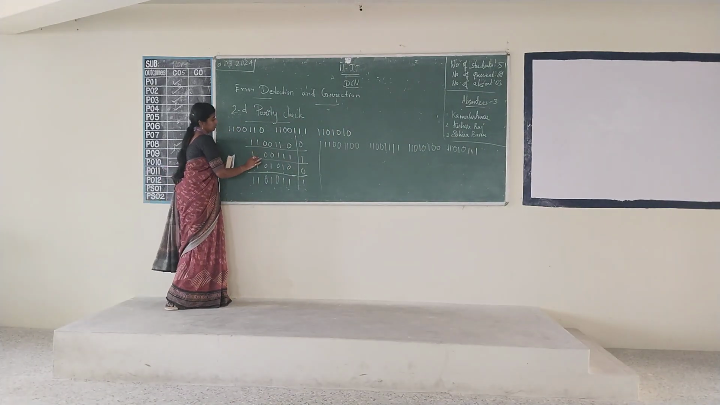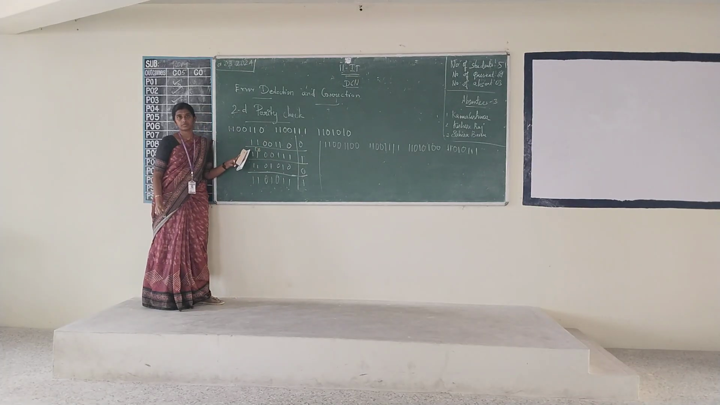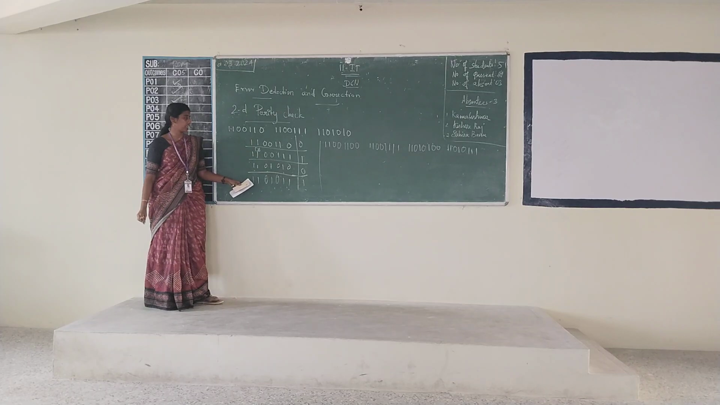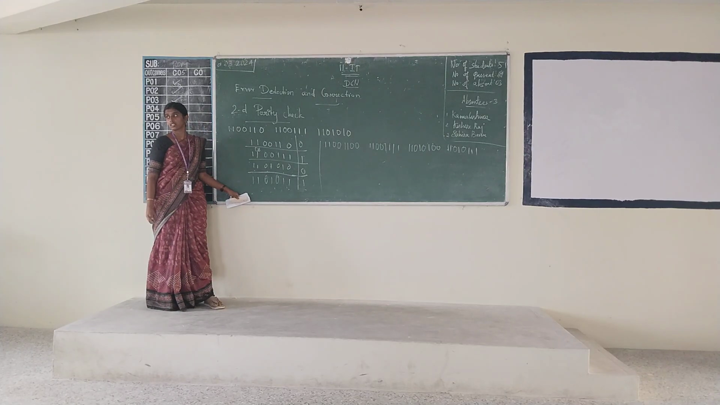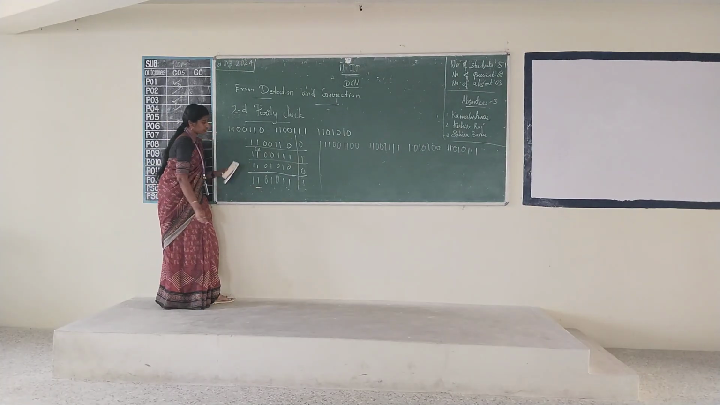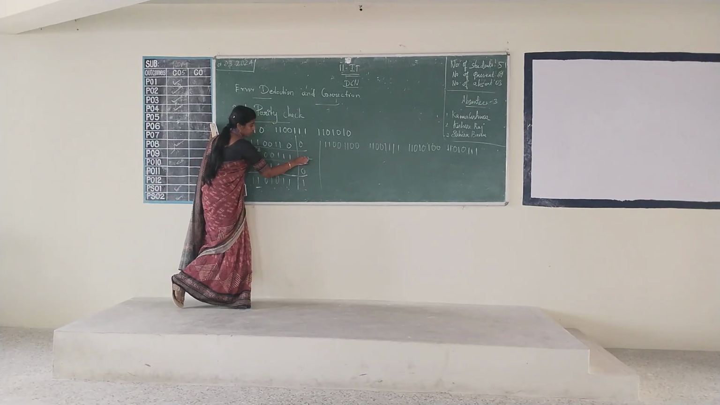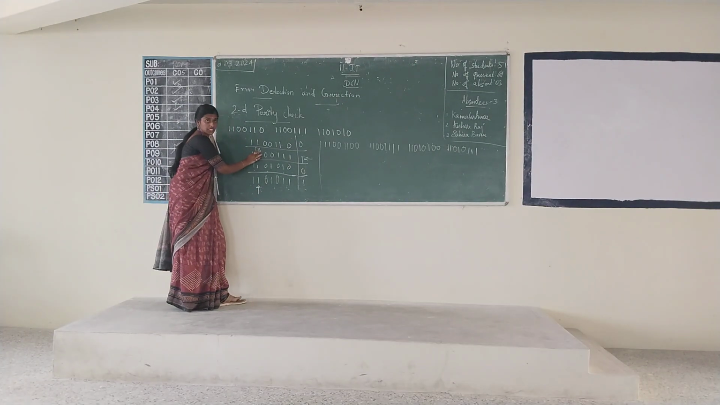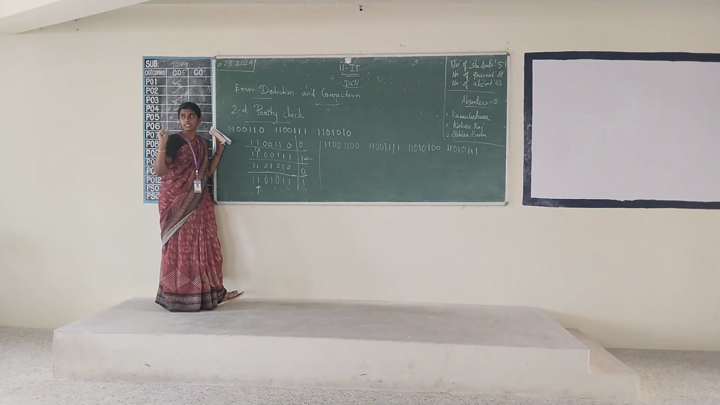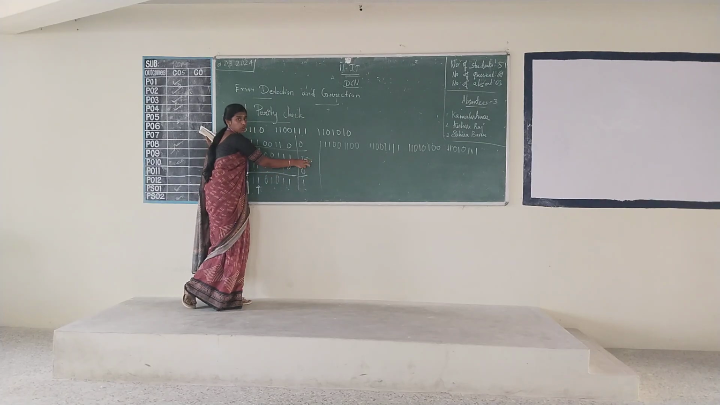For example, here your data is changed. Can you detect the error or not? You can detect the errors. Where all can you detect the errors here? Here odd number of ones, and here also you have odd number of ones. If one data is changed, you can detect it in the two places. Here also you have odd number of ones, and in this row also you have odd number of ones.